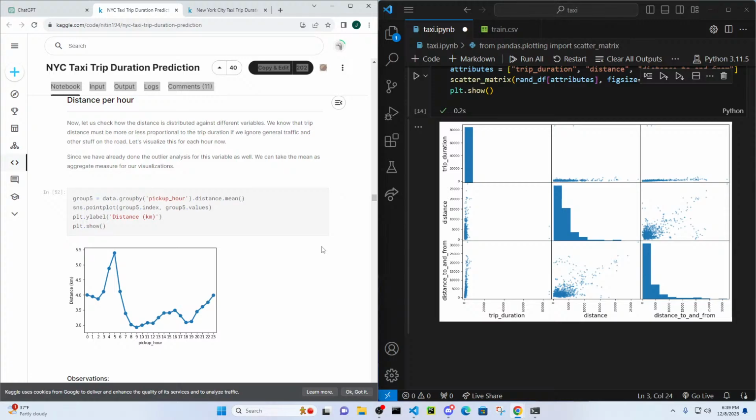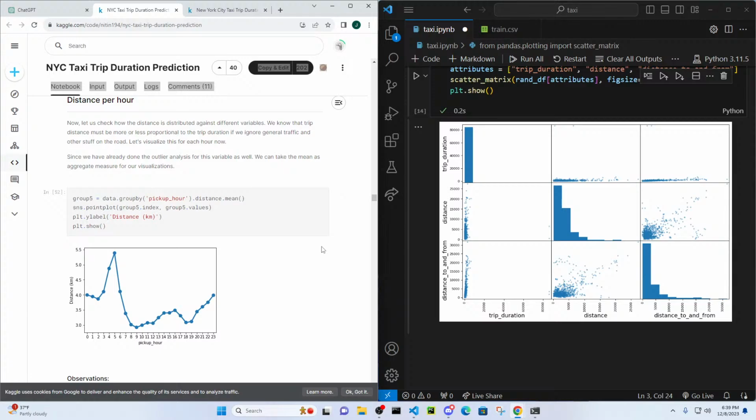Cool. So next is distance per hour. Let us check how the distance is distributed against different variables. We know that trip distance must be more or less proportional to the trip duration if we ignore general traffic and other stuff on the road. Let's visualize this for each hour now.